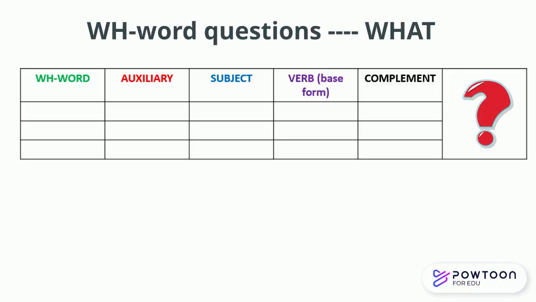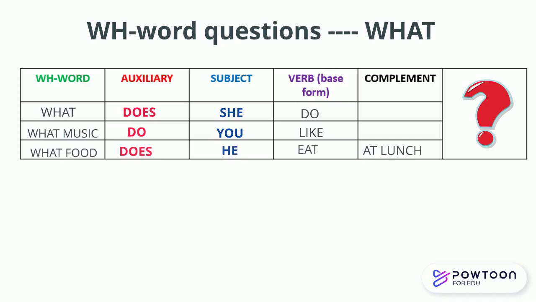Attention here, students. WH word questions, or information questions, using what: you need the WH word, then the auxiliary, the subject, the verb in base form, and the complement. For example, what does she do? In this case, no complement. What music do you like? No complement. What food does he eat at lunch?